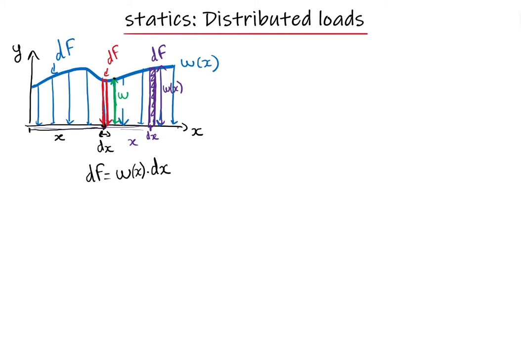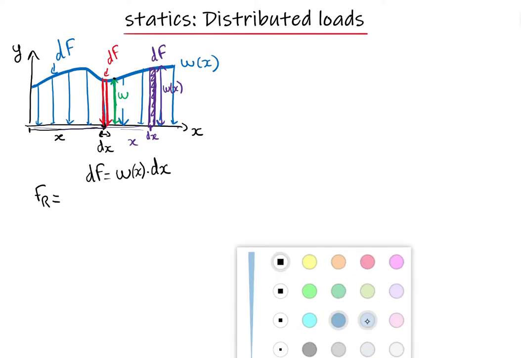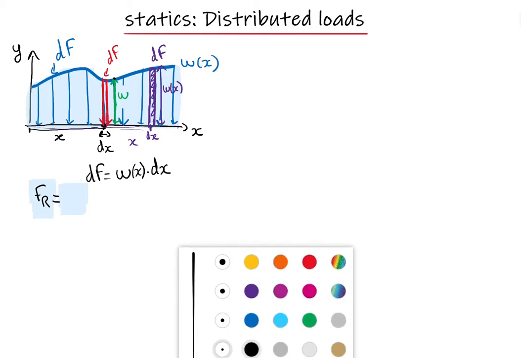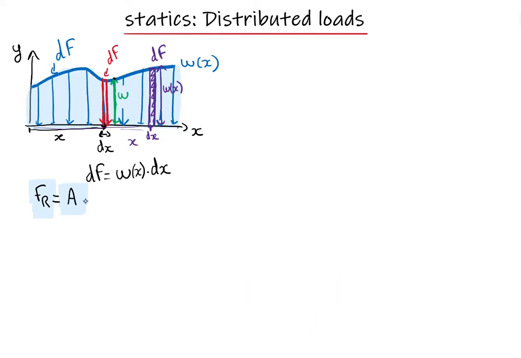If we want to know the resultant force, we need to add all those dF together. When we add them together, what we have is the area. This area in blue is FR. It is equal to the blue area, and it is equal to the sum of all the little dF.